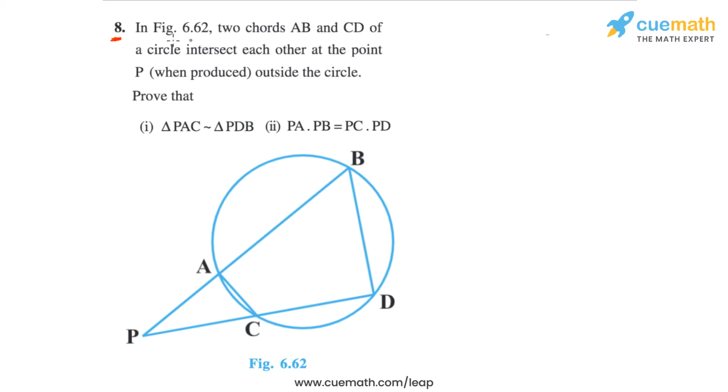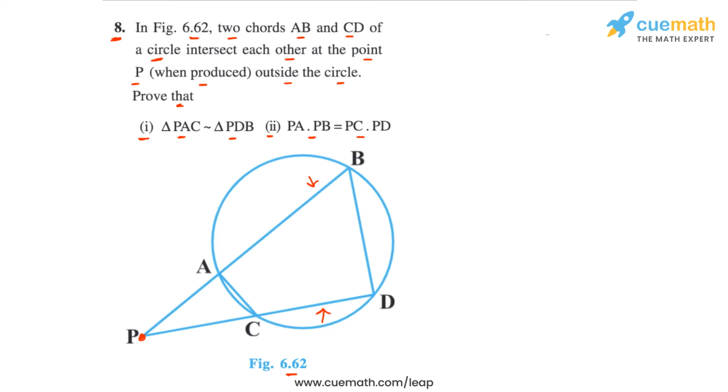Question 8 of this exercise says that in figure 6.62 given alongside, two chords AB and CD of a circle intersect each other at the point P when produced outside the circle. So AB and CD, two chords, when they are produced outside the circle, they meet at this point P. We have to prove that in part 1, triangle PAC is similar to triangle PDB, and then in part 2 we have to prove that PA into PB is equal to PC into PD.